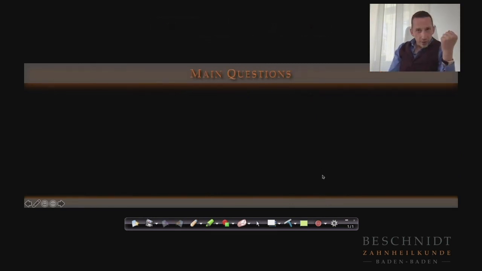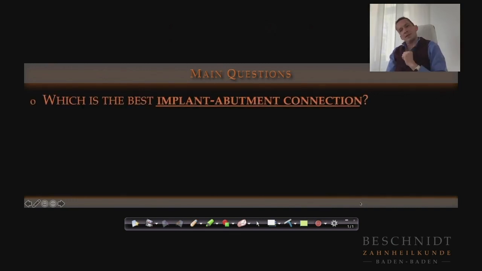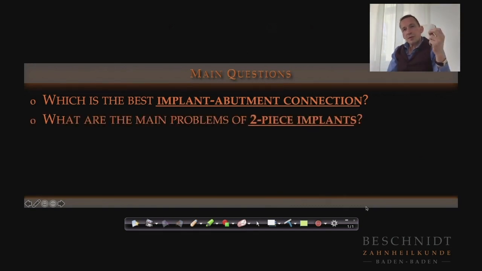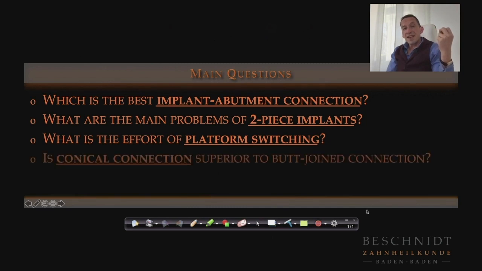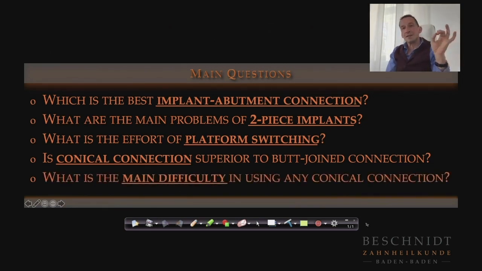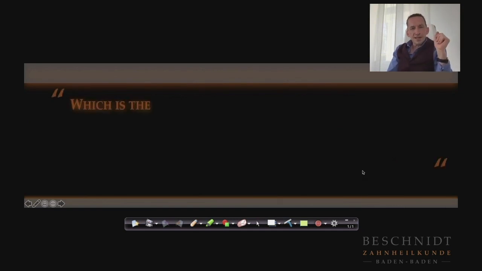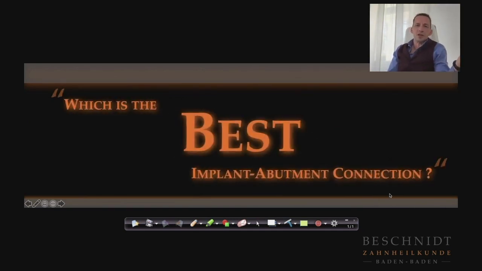So what are the main questions which we are facing today? Which is the best implant abutment connection? What are the main problems of two-piece implants? What is the effect of platform switching? Is conical connection really superior to butt joint connection? And finally, what is the main difficulty in using any conical connection? So let's start: which is the best implant abutment connection.